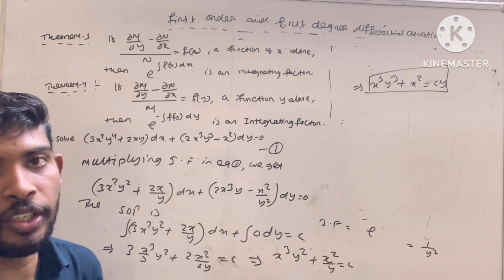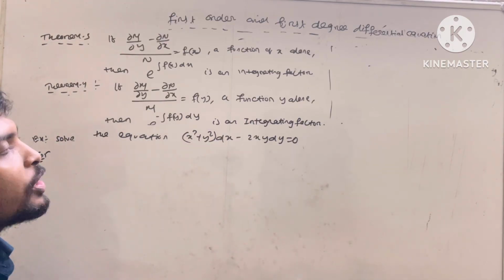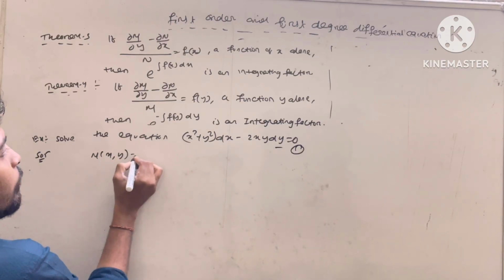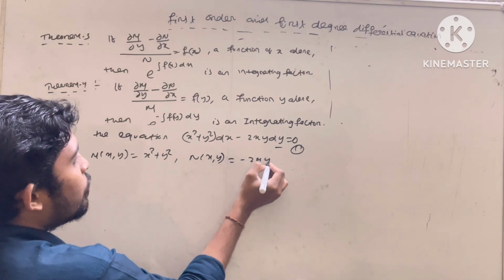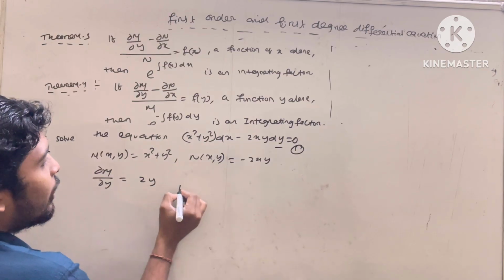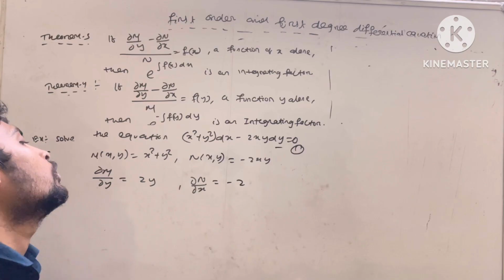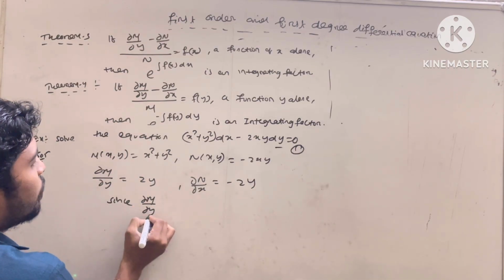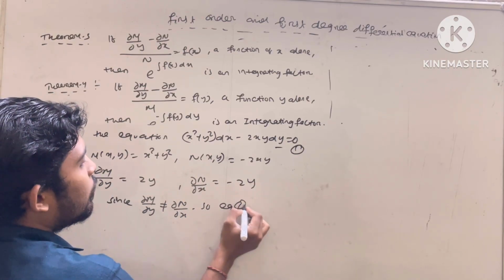So let's take another example. Look at the problem: solve the equation x square plus y square dx minus 2xy dy equal to 0. Similarly, you have to find M of xy, which is x square plus y square, and N of xy is minus 2xy. So I have to find del M by del y, which is 2y, and del M by del x, which is minus 2y. Since del M by del y is unequal to del N by del x, equation 1 is not exact.